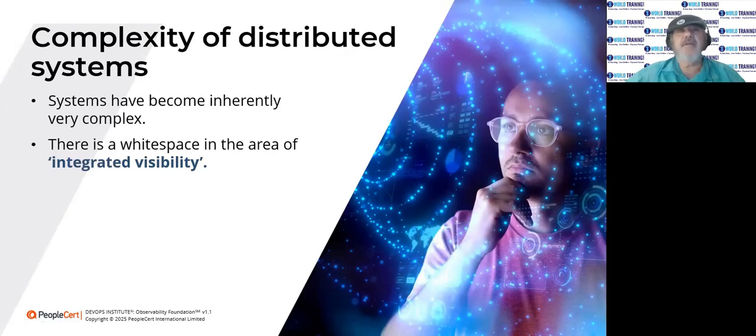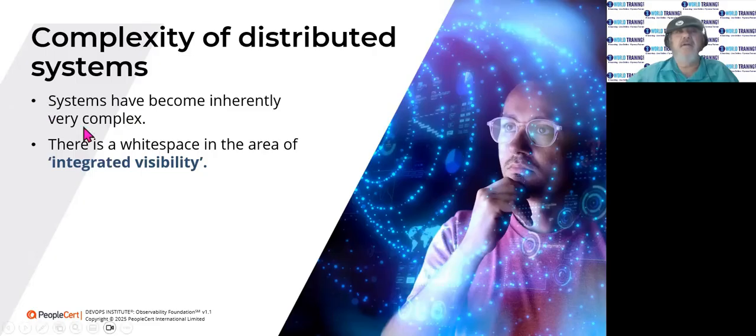Observability is particularly important when you're looking at complex distributed systems. And these days, most modern systems are like that. They're typically not just one simple system. They're usually combinations of systems that are interacting with each other to provide a service. Systems have become effectively inherently complex.